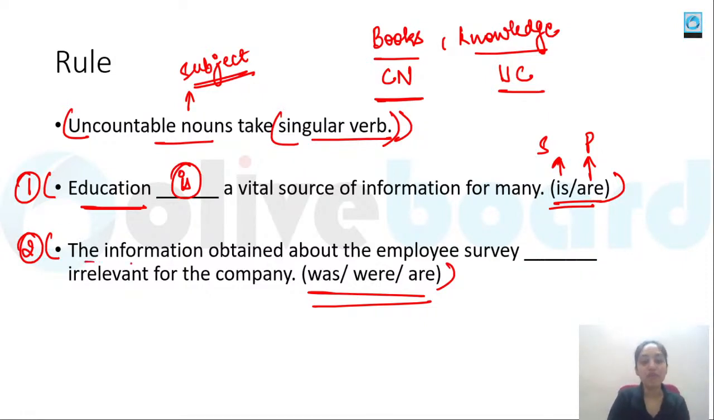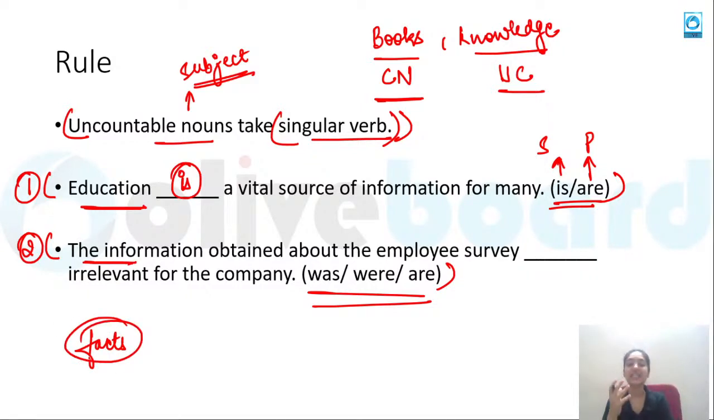Notice, guys, information is uncountable, but facts are countable. If the information that you have received gives you 10 facts, 100 facts, 16 facts, whatever, facts are countable, but information is not countable. Information that is the subject of your sentence is not countable. So here you are going to use a singular verb. Was is the correct answer.